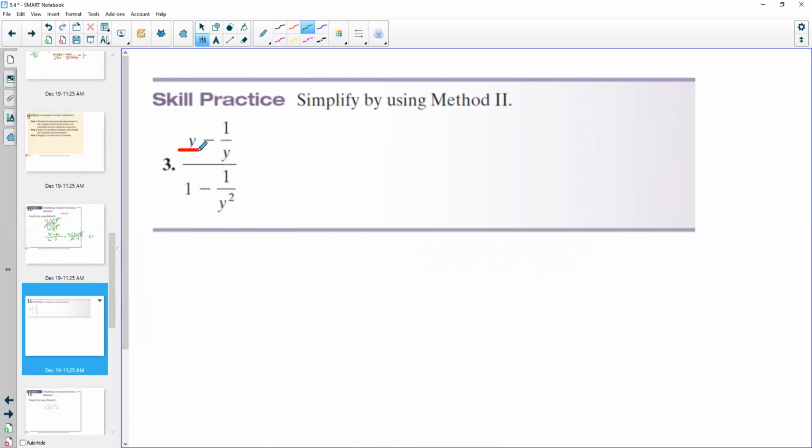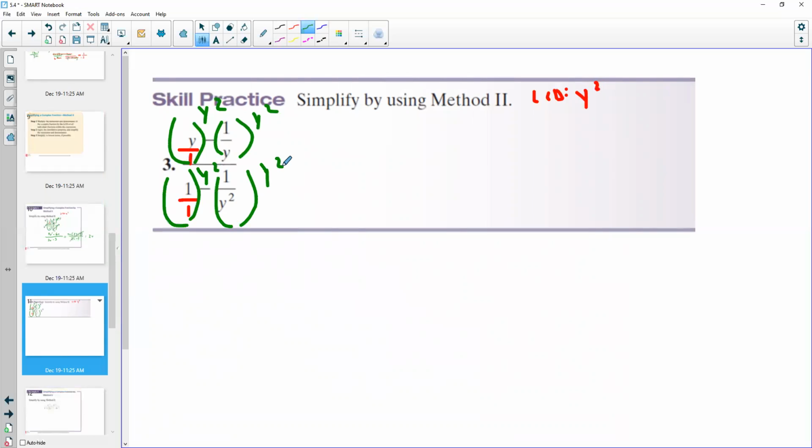Look at all of the denominators. That's over 1. That's over 1. So I have a 1, I have a y, I have a 1, I have a y squared. So the biggest denominator here, the biggest factor is y squared. So I'm going to go through and multiply everything by y squared. Okay, one at a time. So the first one is over 1. That means I just multiply across. That becomes y cubed.